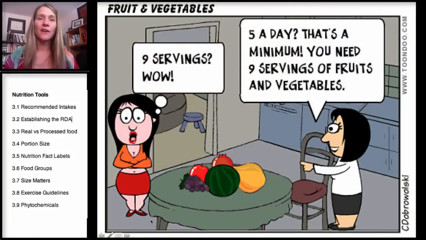So I have this cartoon on here, and it says 5 a day for fruits and vegetables. That's just a minimum. You need 9 servings of fruits and vegetables. And of course, she's saying, wow, 9 servings? Are you sure? Well, we're going to go off of a 5 a day recommendation, and that's really the push, because most Americans are getting about 2 to 3 servings a day of fruits and vegetables. The recommendation actually is trying to get 9 servings of fruits and vegetables a day, which is actually quite a challenge. And so I'd like you to think about 5 to 9 servings of fruits and vegetables, focusing more on vegetables. Some people need up to 12 or 13 servings if they have a higher calorie requirement.